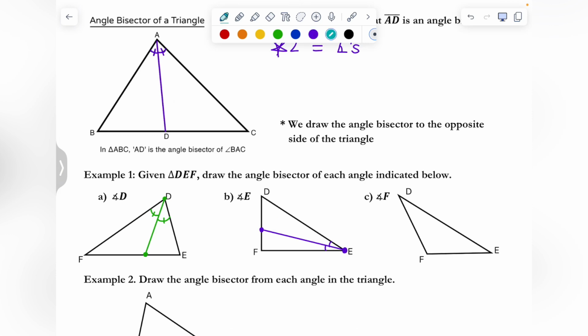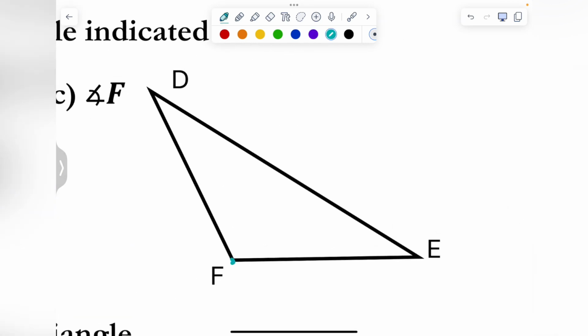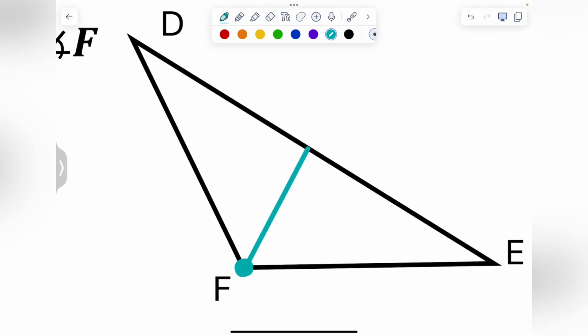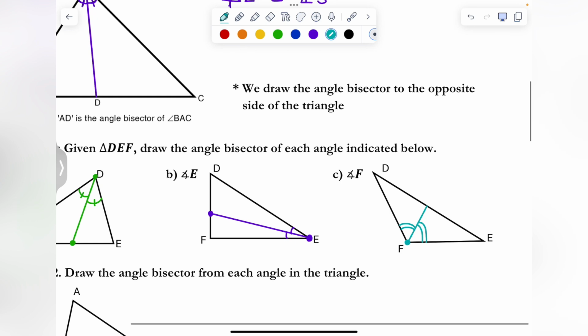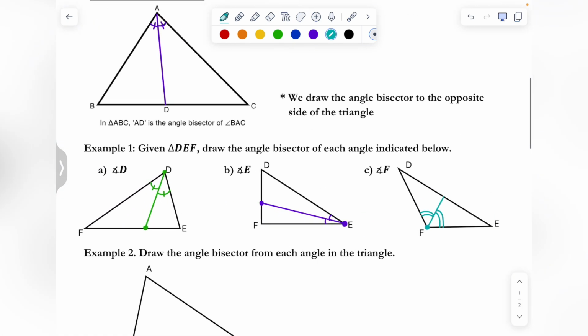Finally, angle F, last but not least, we're going to take angle F, and again, we're going to cut it in half. So again, we want it to look like it's going right down the middle and mark it. So it doesn't matter if you mark the angle with one arc mark, two, if you do the tick through it or not, doesn't matter. Just mark for me that they are congruent in some way.